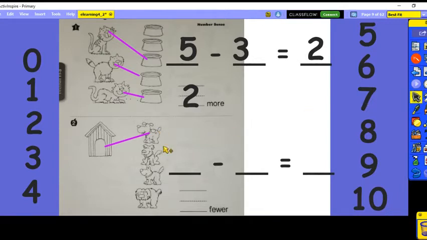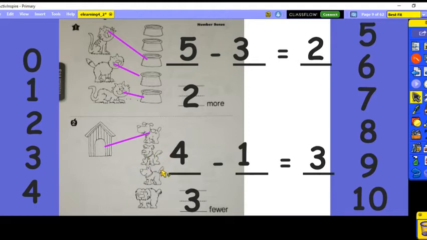We're going to start our subtraction equation with the biggest number. One, two, three, four. We've got 4 dogs and 1 doghouse. How many fewer are there? Let's see, how many fewer dogs are there? One, two, three. There are 3 fewer dogs than dog houses, and you can see the ones that are not matched up.